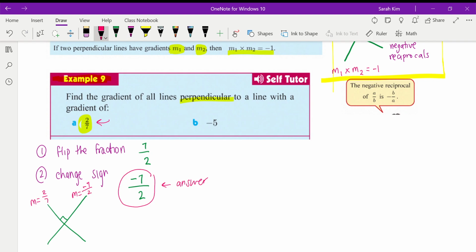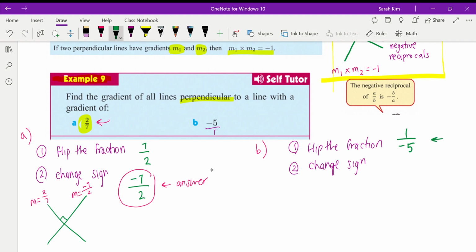Okay, so let's have a look at b. Same rule, you have to flip the fraction. But do you notice how my b is not a fraction? Good thing I know how to make -5 into a fraction really easily. You just go divide by 1. So all I have to do is flip the fraction and go 1/-5. And I have to make sure I do step 2, which is change the sign.